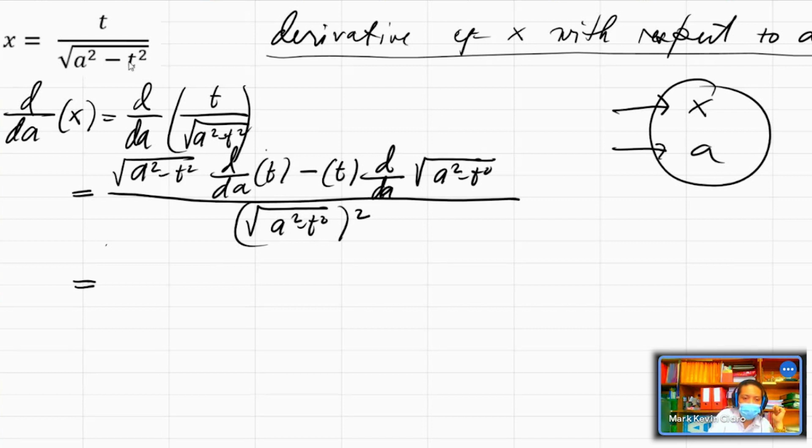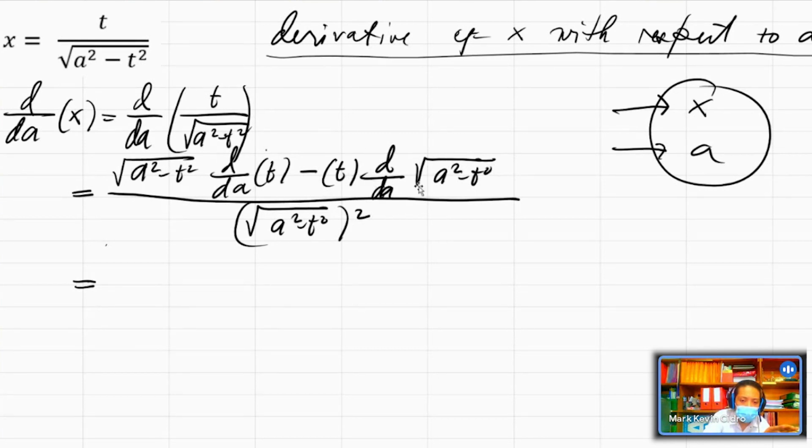The denominator squared is a squared minus t squared raised to 2. Then simplify. What is the derivative of t? t is constant, since any other letters except x and a will be treated as constant. The derivative of a constant is always 0, and any number multiplied by 0 is 0, so that term vanishes.